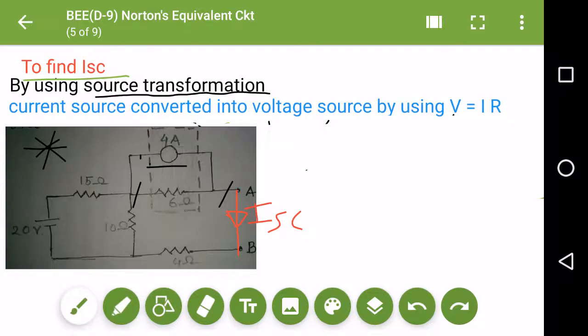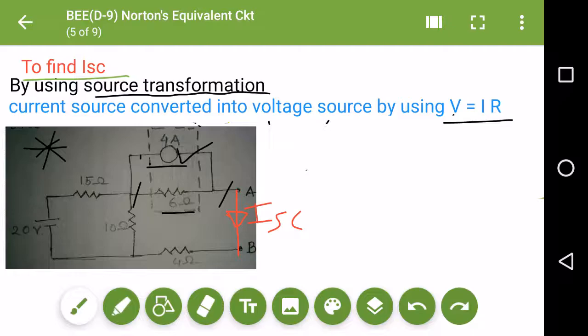So what the source transformation technique says is that any current source or voltage source can be transferred. The current source can be converted into a voltage source, or a voltage source can be converted into a current source, using resistance. Because this all comes from Ohm's law. From Ohm's law, I know to find the voltage I just require the value of current and resistance, which I have already. I have a current value over here and the resistance value over here.